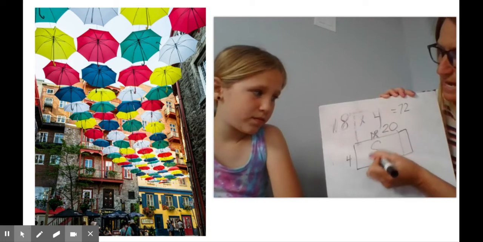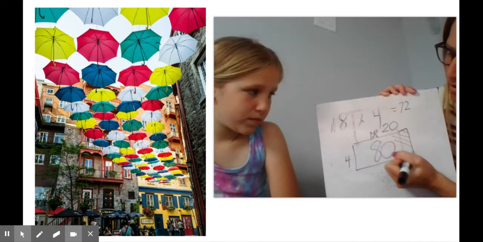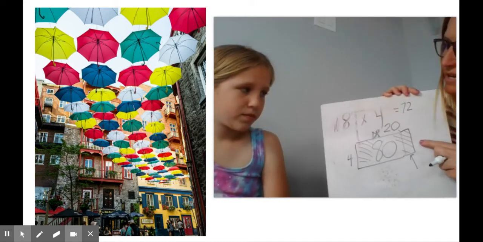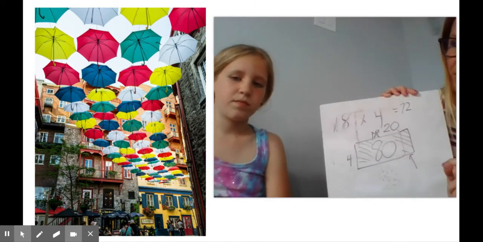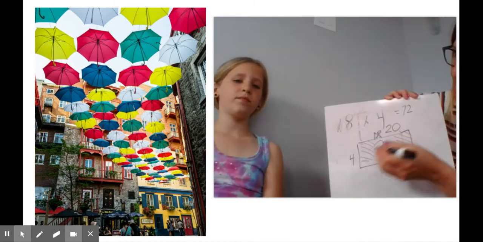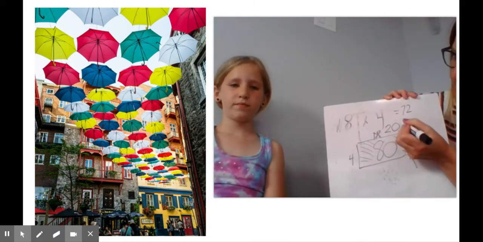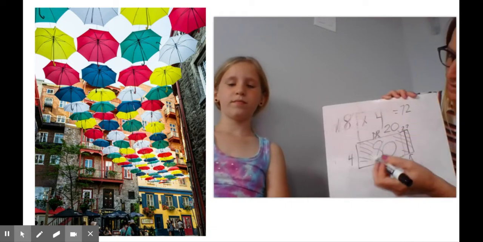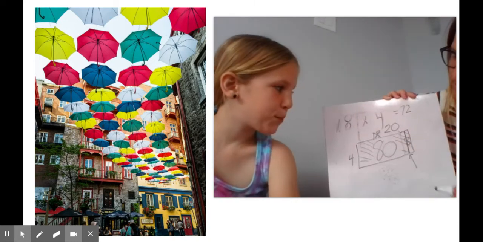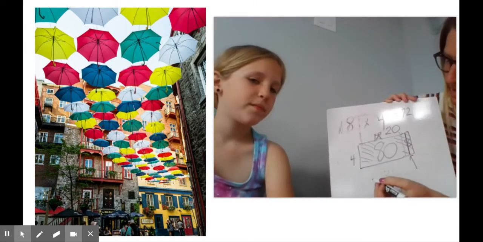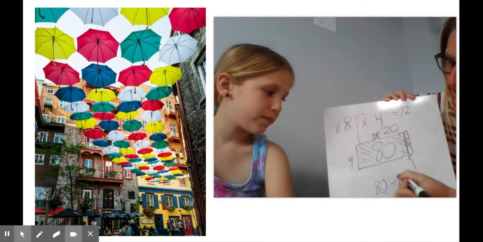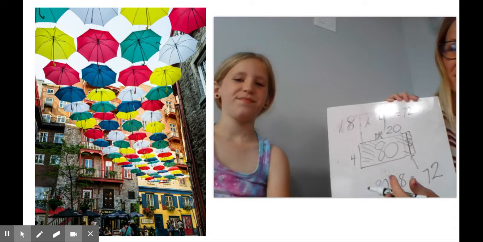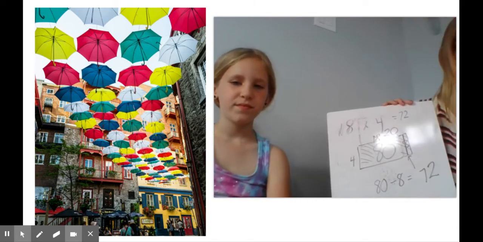4 times 20 is 80, but that's the area of all of this. But I don't need this little extra rectangle right here. So I got to take that little rectangle off. And what did I put on there? I put 2 extra 4s in there. I put a 2 here and a 2 here. So 4 times 2 is 8. So I have to take that little rectangle that's 8 off. So what's 80 take away the 8? 72. Same answer as Lily. So that's another way that you can solve it.